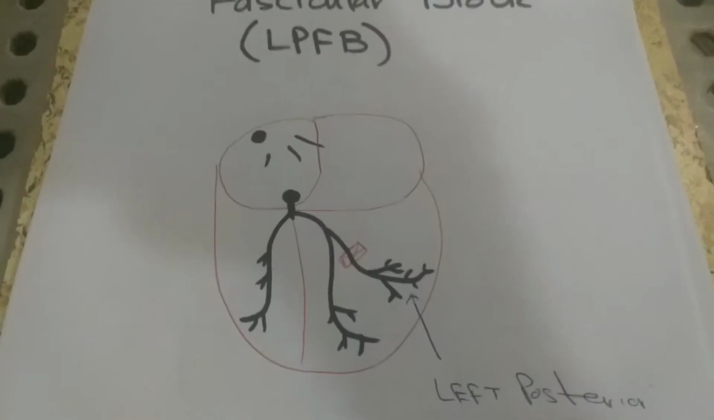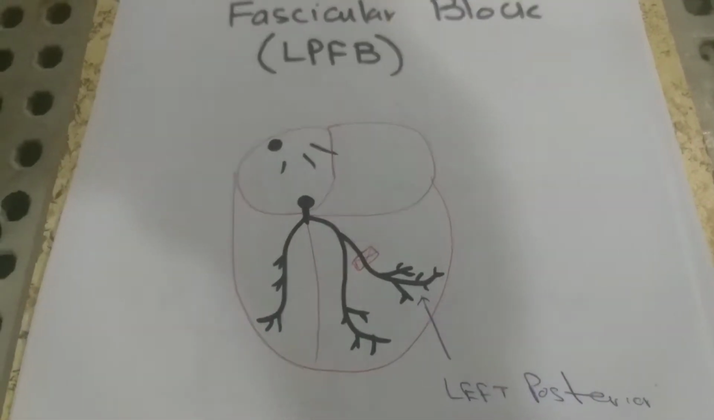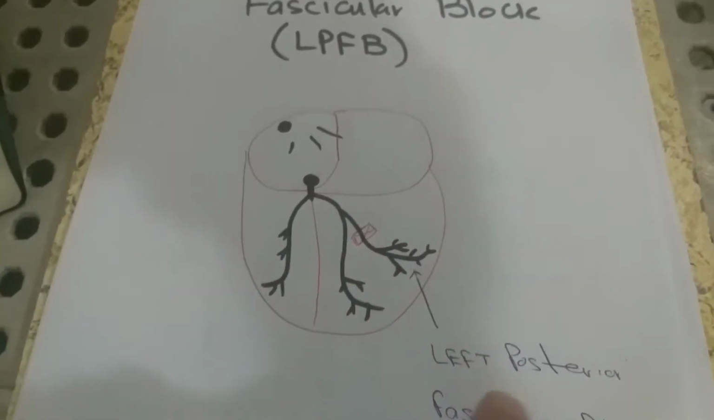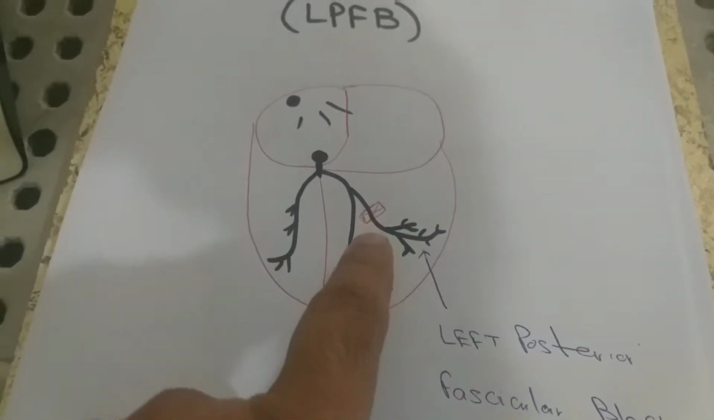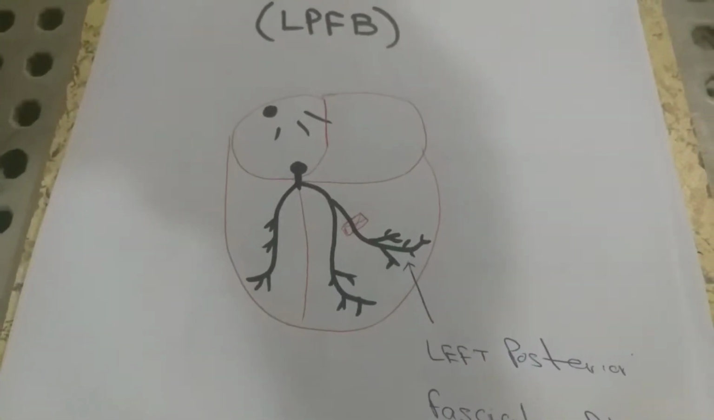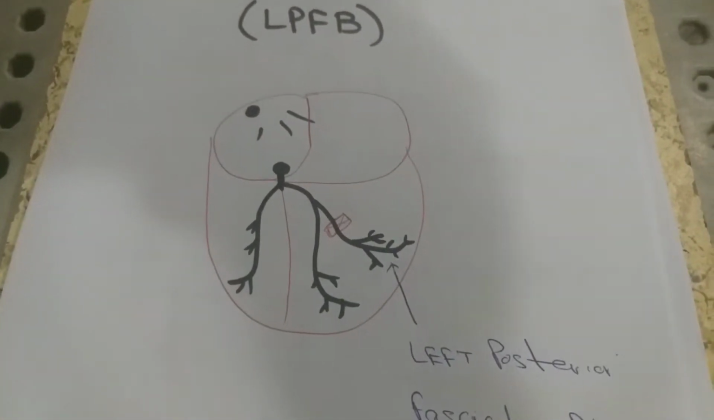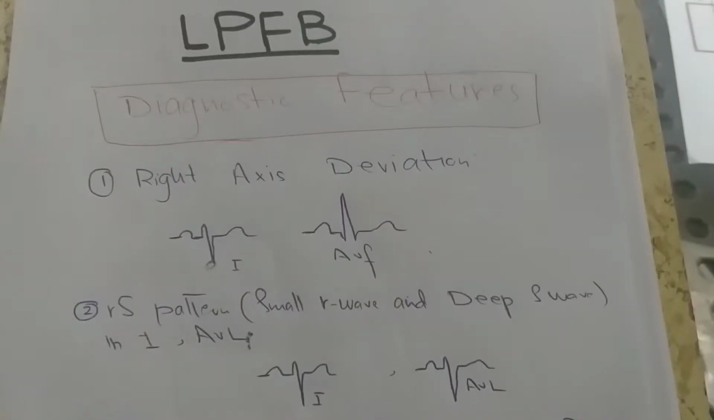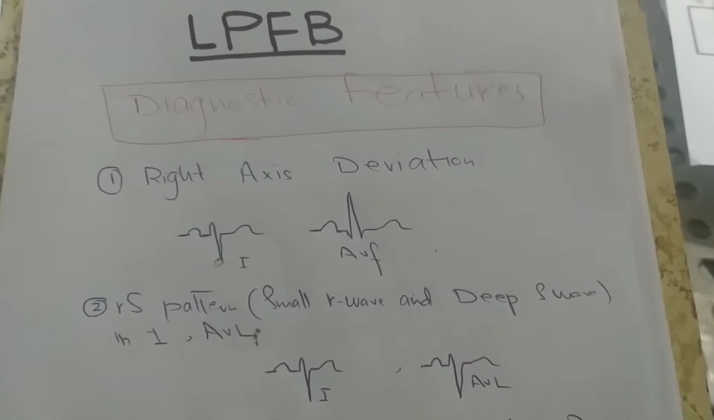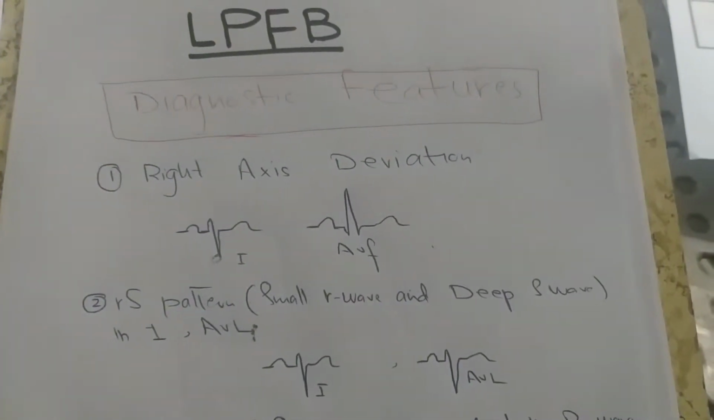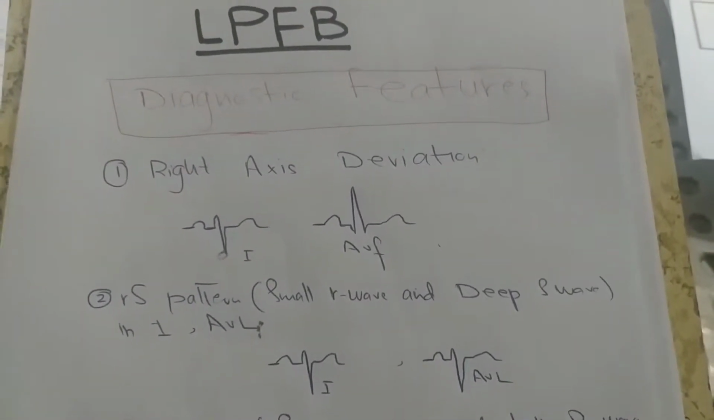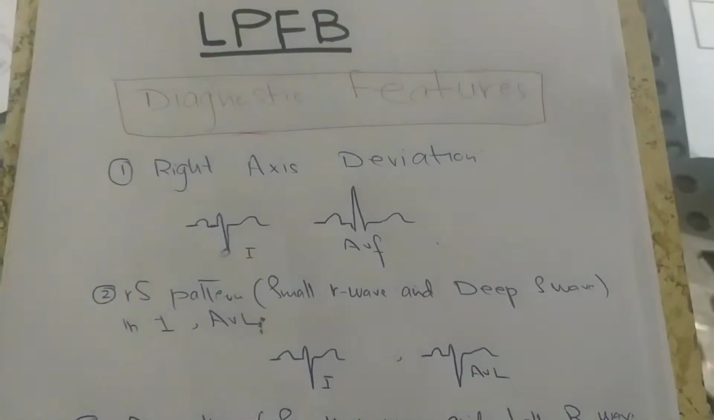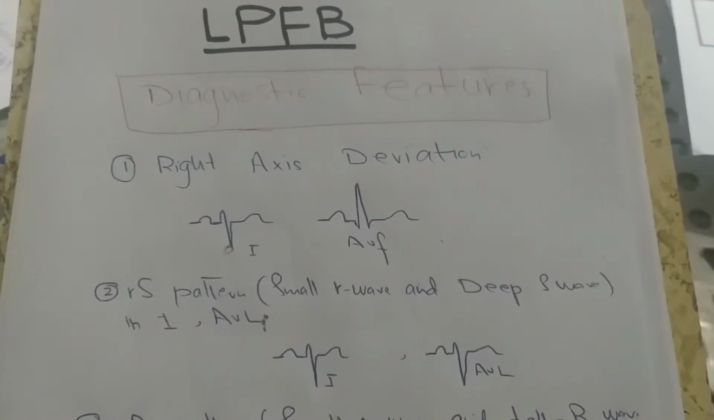Here we see that the topic we are going to talk about today is the blockage at the level of the left posterior fascicle. So left posterior fascicular block is at this level, and we will see what changes it causes in the ECG once a patient has this blockage in the left posterior fascicle. So whenever a patient presents with the left posterior fascicular block, there are certain diagnostic changes in the ECG, which you are to pick up and actually make a decision about the left posterior fascicular block.